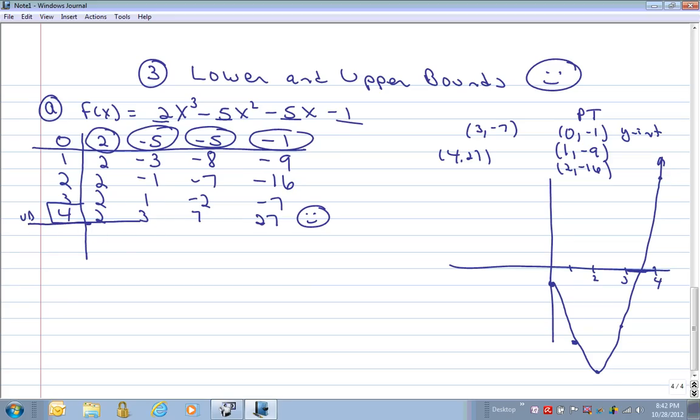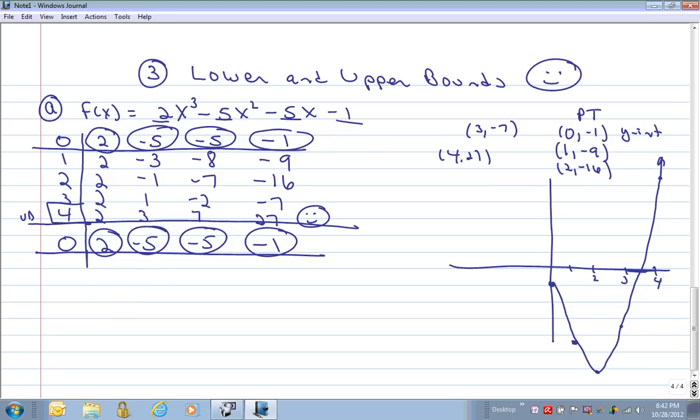And, you know, you could keep using those top numbers. It's a long way to look. So I just like to recopy that row again. So 0, 2, negative 5, negative 5, negative 1. And this is for my lower bound chart. And I like to circle again, and I like to draw another line. And now I'm going to look for lower bound. Lower bound, I'm going to use negative numbers, so starting with negative 1. And I'm looking for an alternating sign pattern when I reach my lower bound.